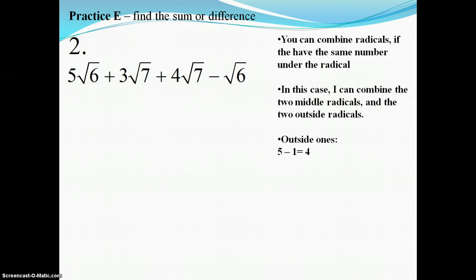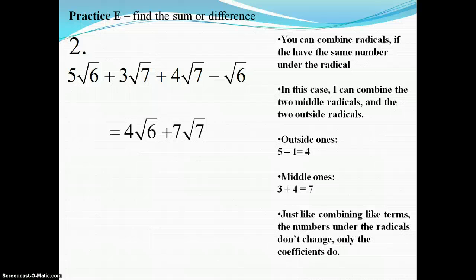So when I add the 5 minus 1, I get 4. And so that's going to be 4 square root of 6. And then when I take 3 plus 4, I get 7. And then I just leave it just like this. All right.